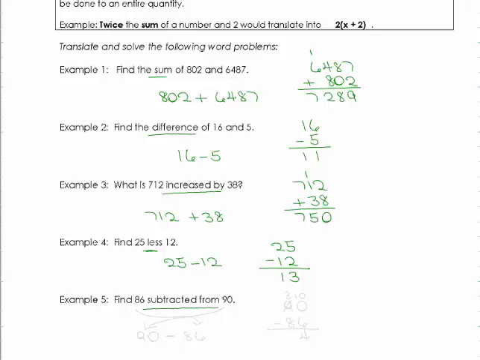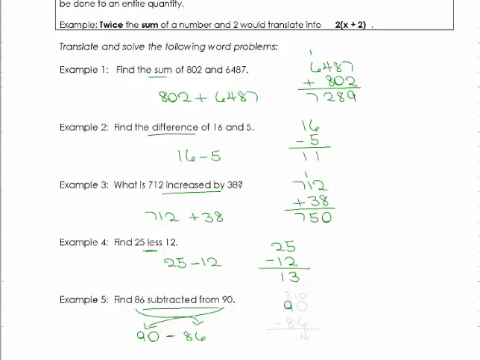And finally, example 5 says find 86 subtracted from 90. When we subtract from, we are looking at one of the two terms that we have to watch out for that are translated backwards. Subtracted from and less than are the two that you really need to remember. So we're going to have to reverse this. We're going to have to place our 90 first. Subtraction is our operation, but we're going to have to put our 86 second.